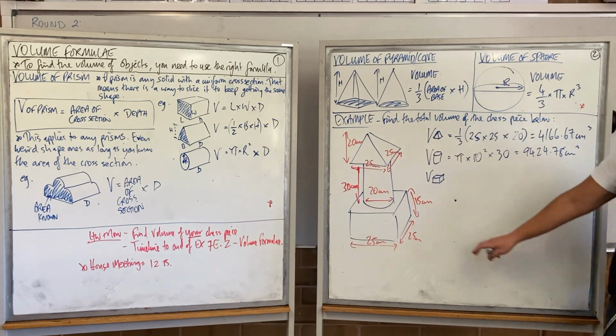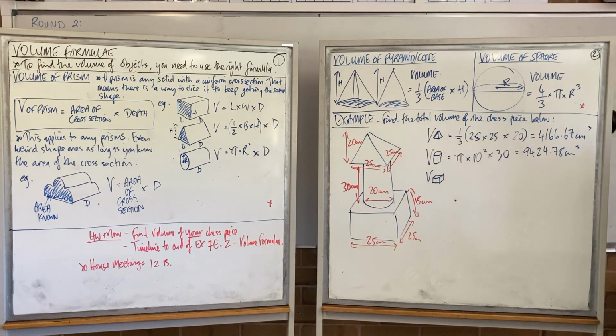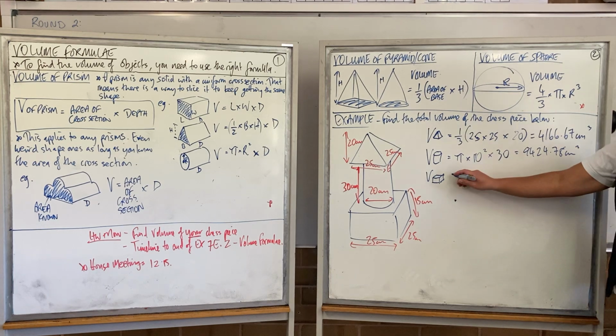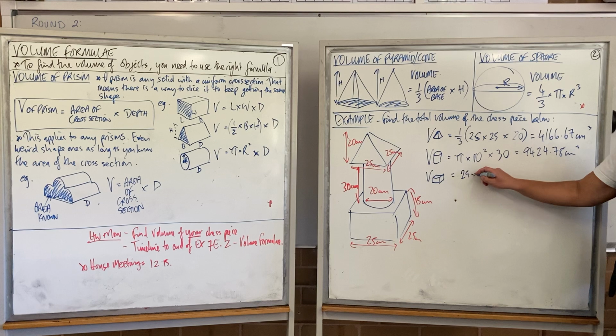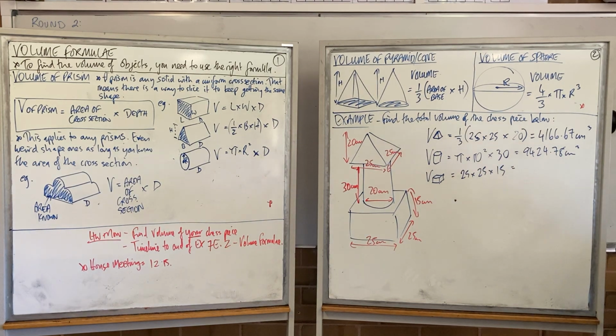One last bit at the bottom, volume of my, it's not a cube. Why is it not a cube? It's square on the bottom, but it's only 15 centimeters tall. Okay, so the volume of that, it's a prism. 25 times by 25 times by 15. 9375 cubic centimeters.